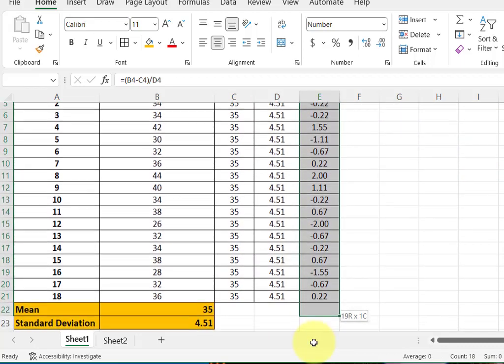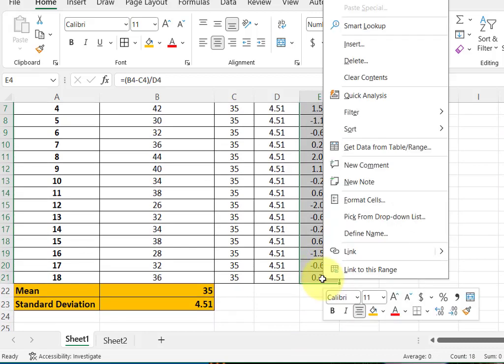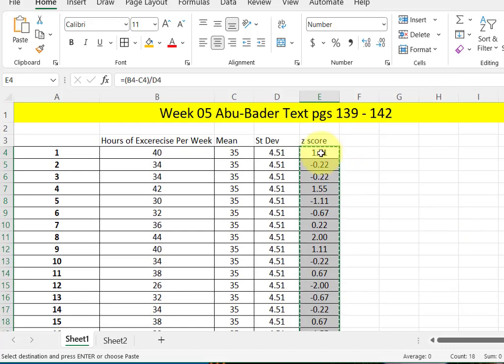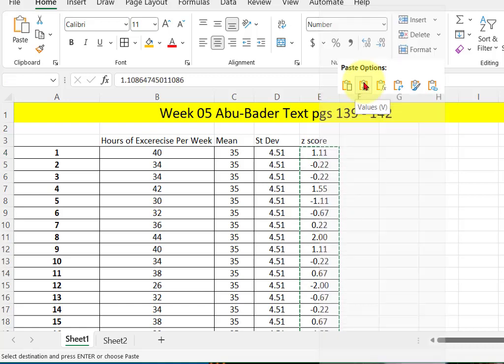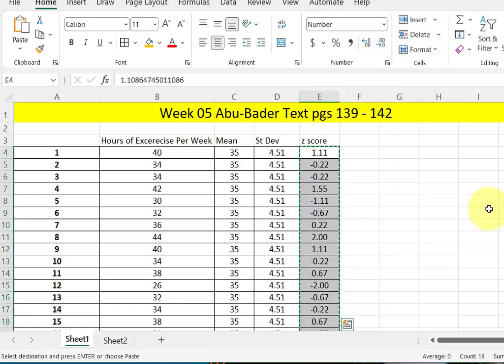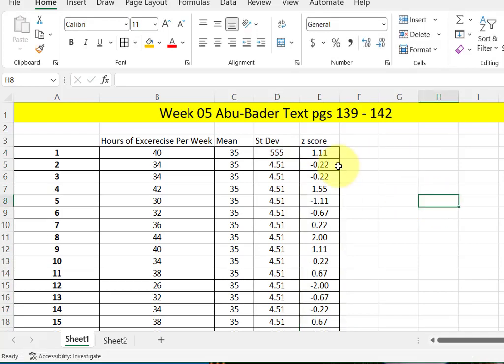So I'm going to highlight them. I'm going to copy them. Copy off screen. And then click in the first one, paste. I'm going to just paste the numbers, right? Just the values. So when I start changing something, that number will not change. Got it? That's what we want to do. So 4.51.